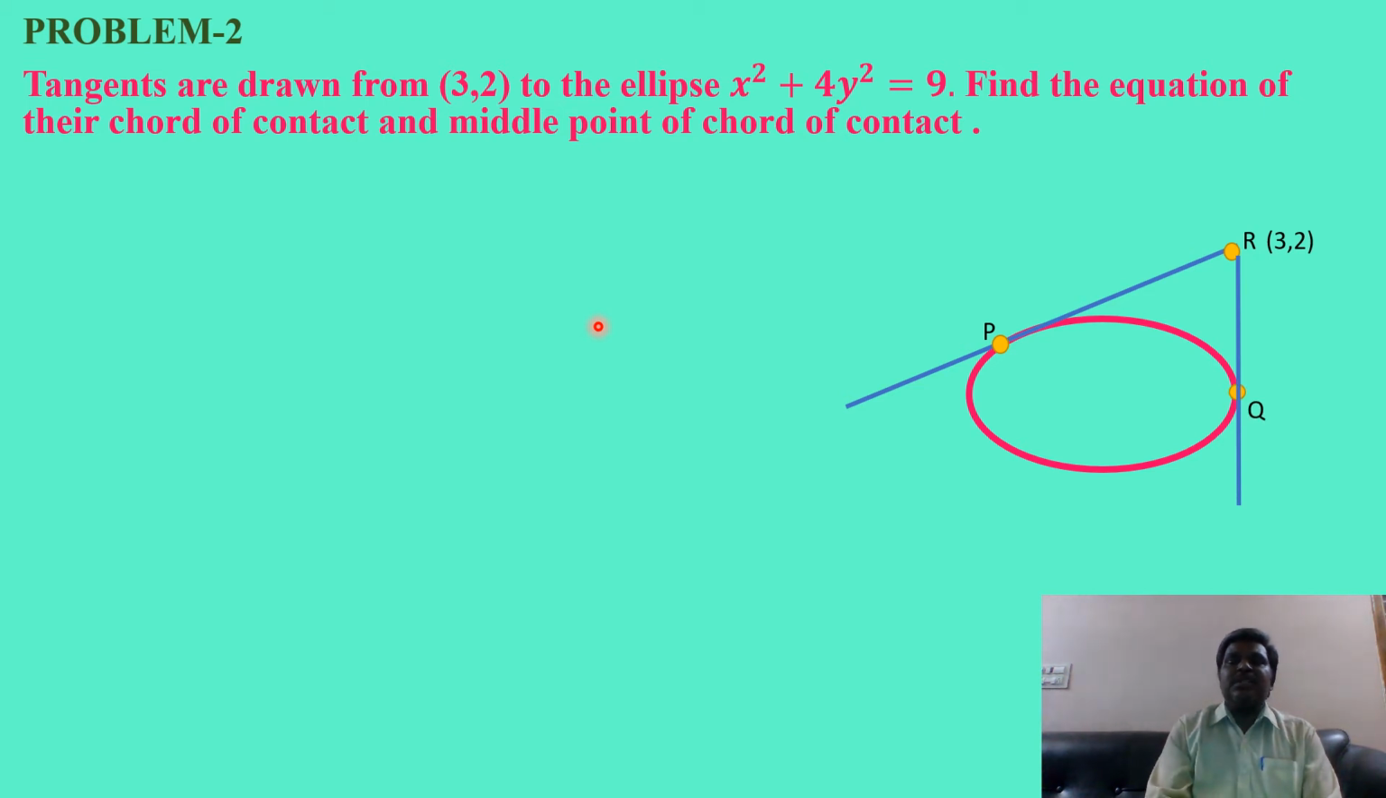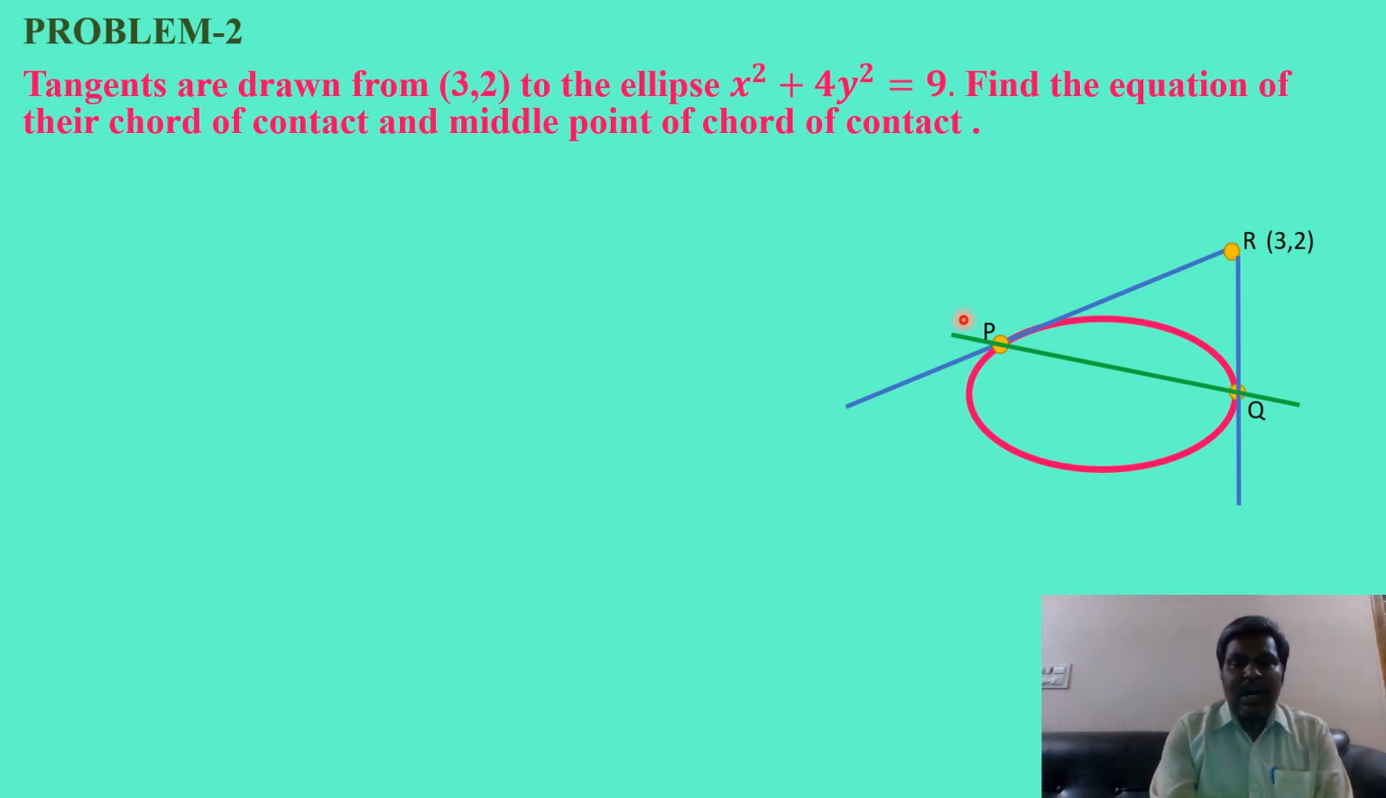Now these are the 2 points of contact of the tangents drawn from R(3, 2) to the ellipse. The line joining PQ is what? The chord of contact. That is the definition of the chord of contact itself. So PQ is the chord joining the 2 points as shown in the figure. This is the chord of contact. What is the equation of the chord of contact? T = 0.